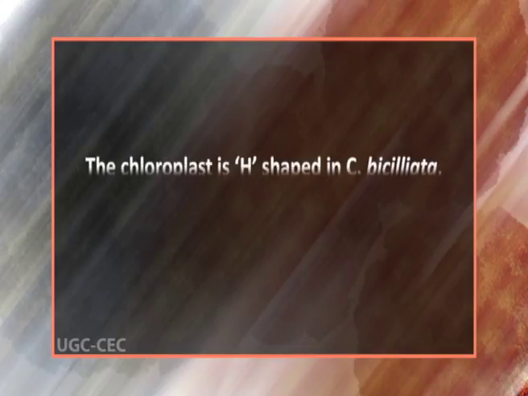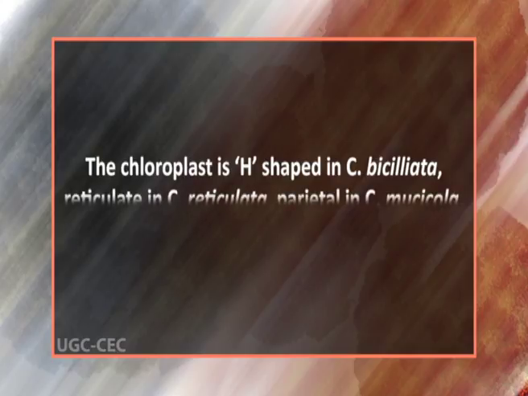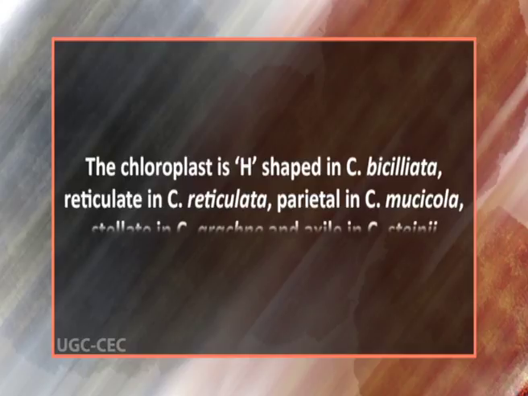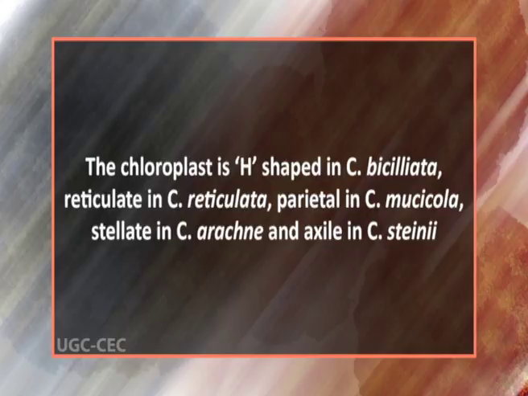The chloroplast is H-shaped in Chlamydomonas basileata. It is reticulate in Chlamydomonas reticulata. It is parietal in Chlamydomonas nucicola, stellate in Chlamydomonas arhene, and axile in Chlamydomonas stinae. It is generally associated with a pyrenoid covered with starch plates, but sometimes pyrenoids can be more than one.